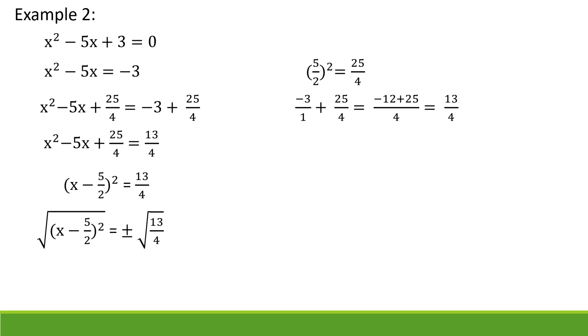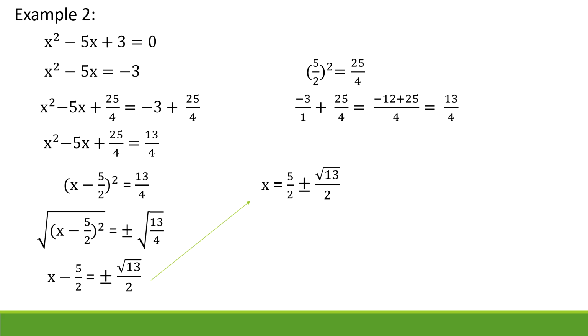The next step is to get the square root of both sides. And do not forget to write a positive and negative sign for the square root of the right side. So the square root of x minus 5 over 2 squared is x minus 5 over 2, then plus or minus the square root of 13 over the square root of 4, which is 2. Next, transpose negative 5 over 2 to the right side. So x equals 5 over 2 plus or minus square root of 13 over 2.